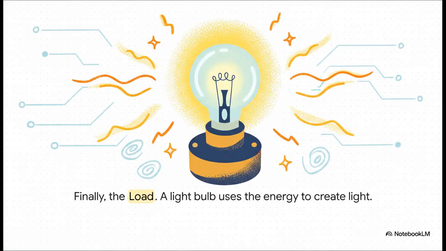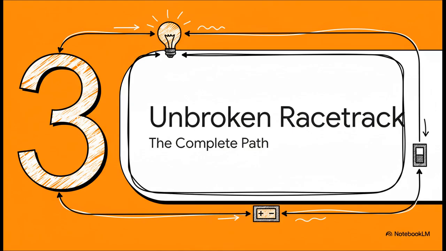And last but not least, the whole point of this exercise, the load. This is any device that takes that electrical energy and turns it into something else. In this case, light and heat. This is where the magic happens, where all that energy gets put to work. Okay, so we've got our 3 ingredients, a source, a path, and a load. But just throwing them together won't do anything. The way they're all connected, that's the real secret.